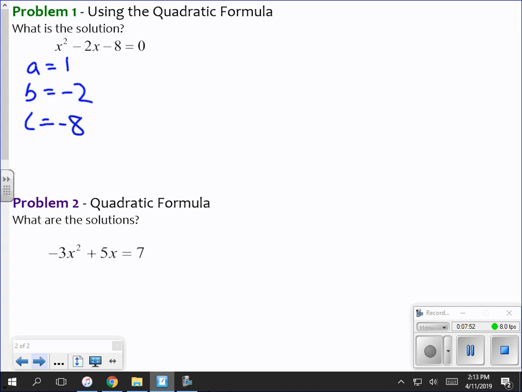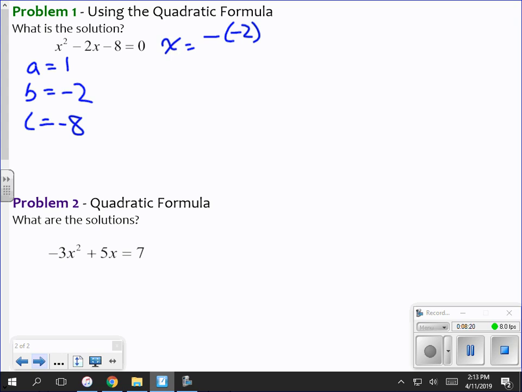Second step, plug A, B, and C into the quadratic formula. Don't change anything, strictly plug the numbers in. So, x equals minus b, so it's minus negative 2. Notice, I put minus negative 2. It's minus b. I don't change it to plus 2. I don't do that till after I've written everything down.